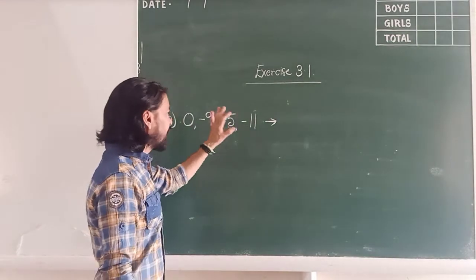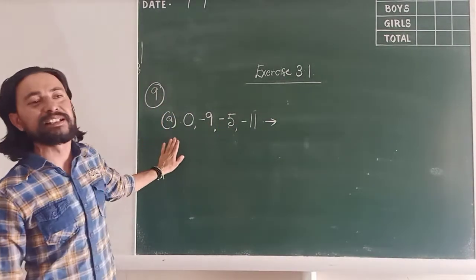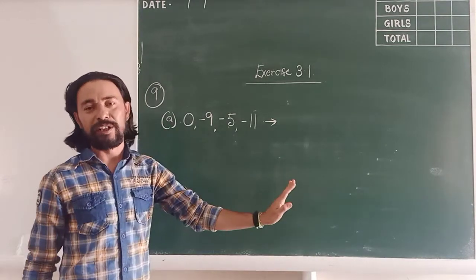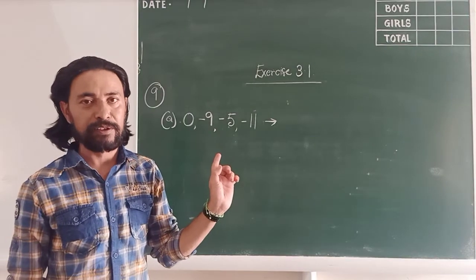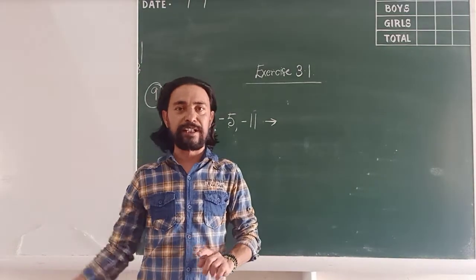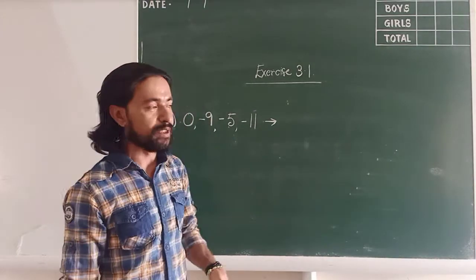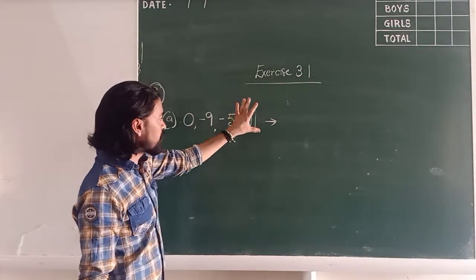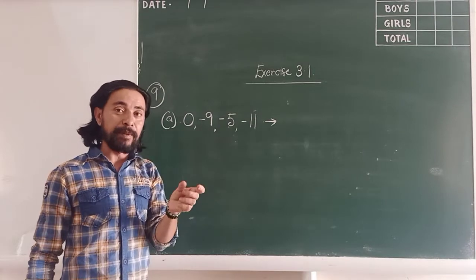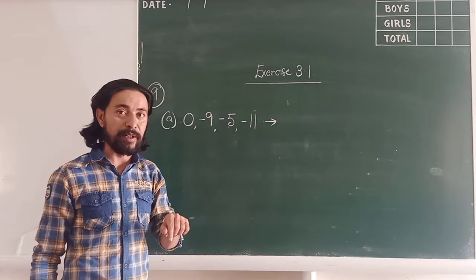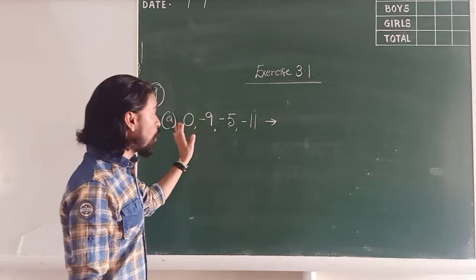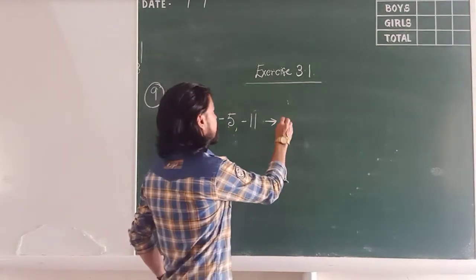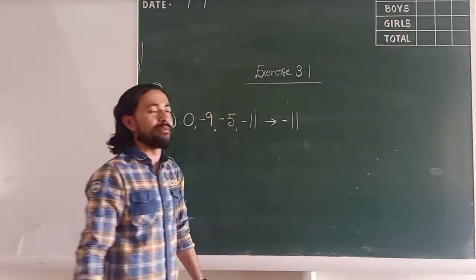Now since all negative integers are smaller than 0, 0 will be the greatest amongst all negative integers. I told you in my previous video, 0 is greater than all negative integers but smaller than all positive integers. So I know 0 will come right at the end. Now come to minus 9, minus 5 and minus 11. The bigger the number, the smaller its value. The smaller the number, the bigger is its value. So the smallest amongst all of them is not minus 5. The smallest amongst them is minus 11. So minus 11 will come first.